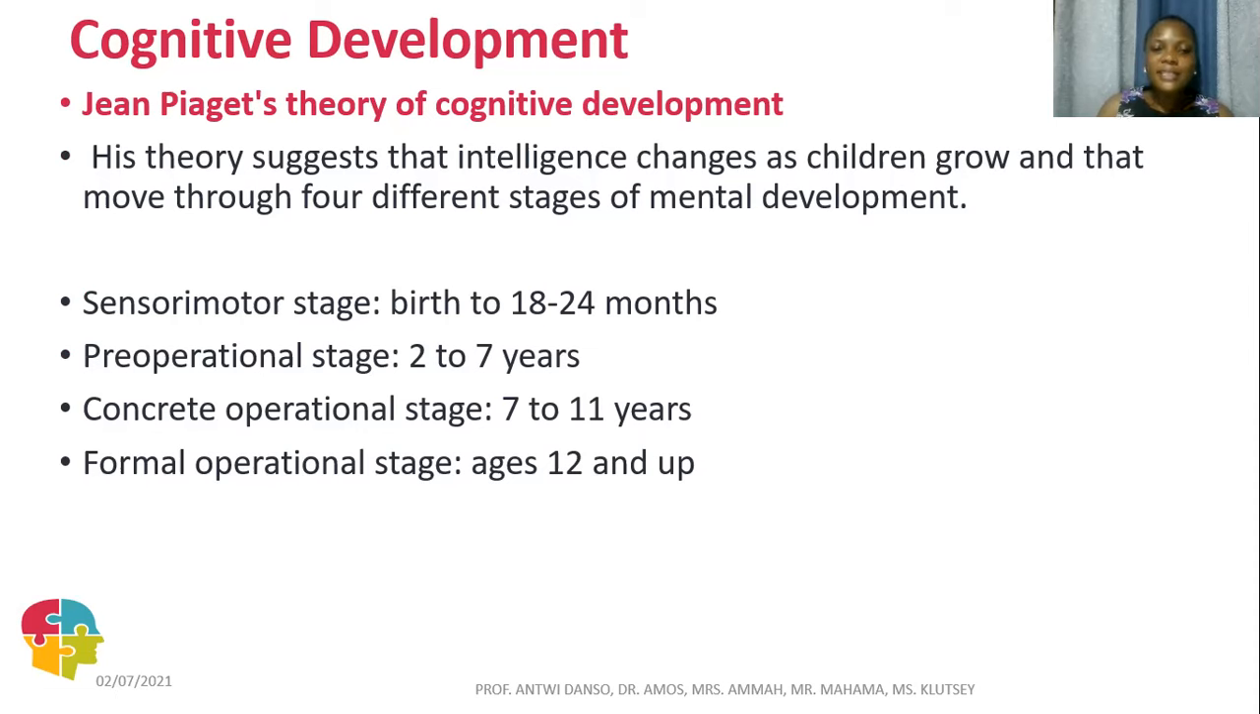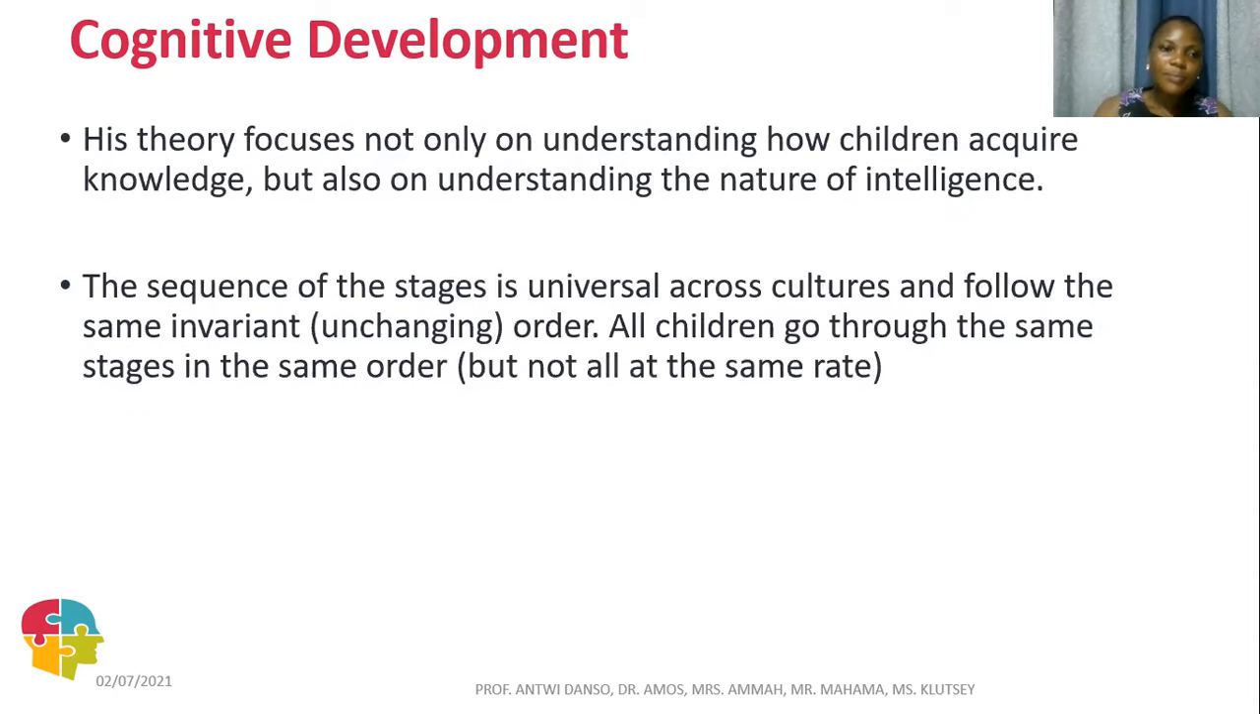The first stage is what he calls the sensorimotor stage, from birth to 2 years. Then we have the preoperational stage, from age 2 to 7 years. We have the concrete operational stage, age 7 to 11 years. And we have the formal operational stage, ages 12 upwards. We'll take each of these stages and see what happens under them.